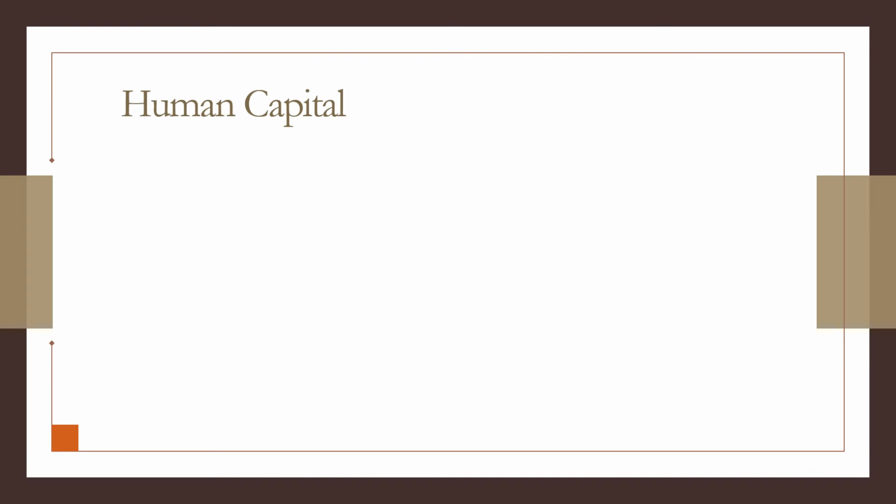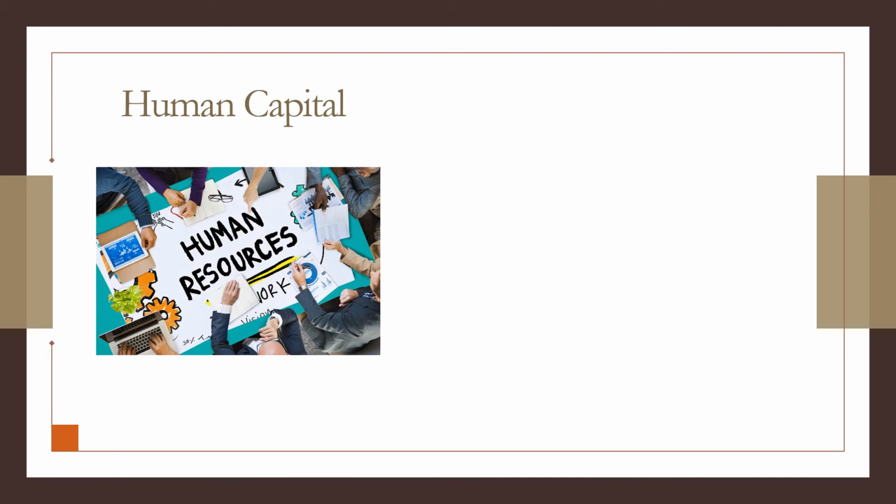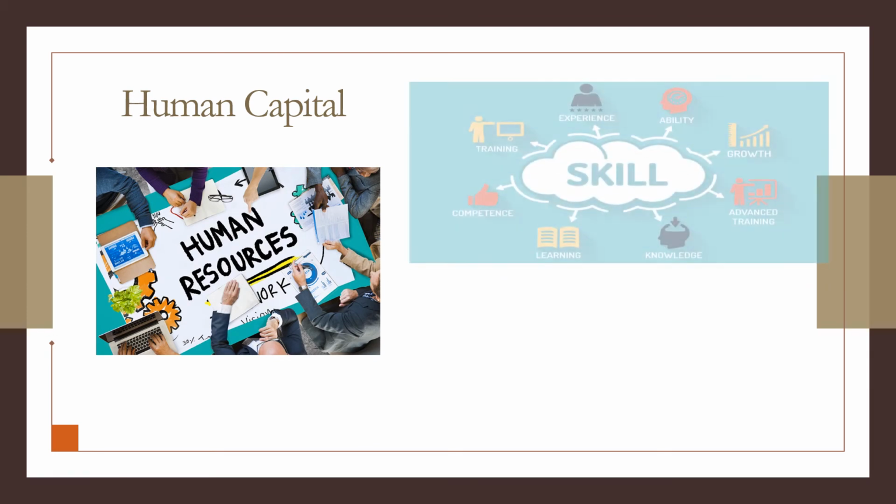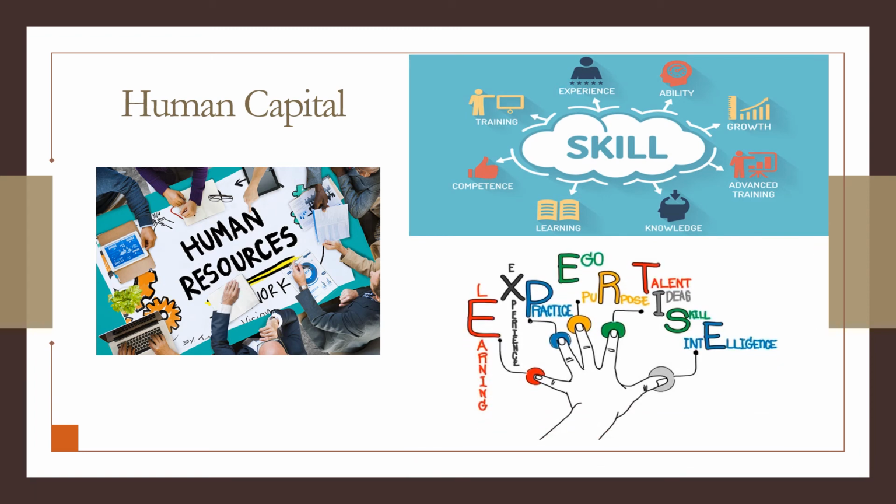And so we see that human capital refers to the population of a country, the human resource of a country that possesses skills and expertise to participate actively in the economic activities of the country. So you have different kinds of workers that are all a part of human capital of a country. And when we're talking about skill, it means the experience, ability, growth, training, knowledge, learning, competence that is involved in a particular profession or career of a person. When we talk about expertise, it could be the practice, the experience, the talent, the ideas, and the intelligence that is behind a particular human resource.